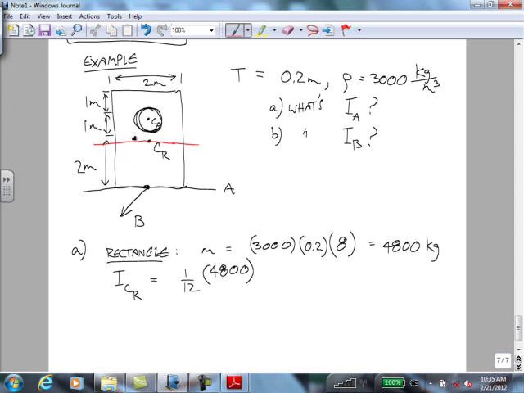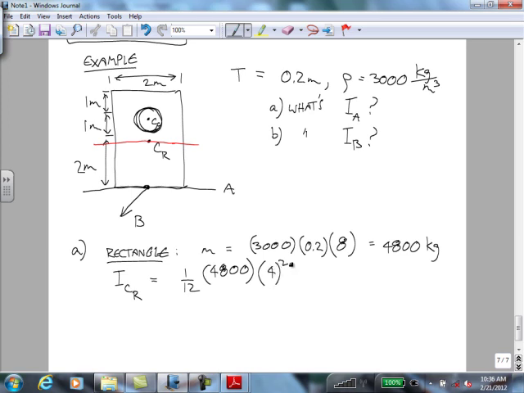Okay, so 4 squared. Can someone calculate that? Or did someone already? 64. Okay. Kilogram meters squared.